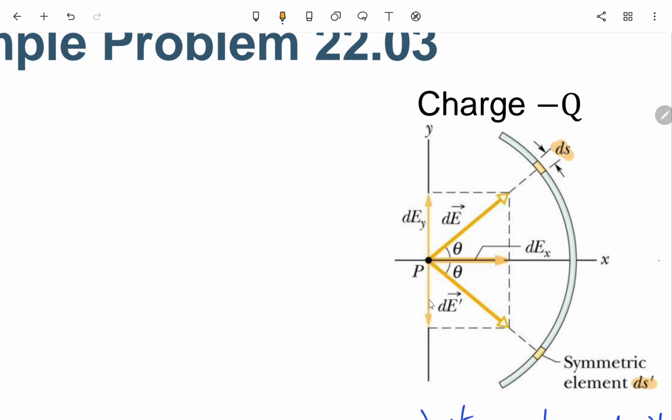this one corresponds to this one, which is the other y-axis component, which means that this one and this one will be the same in magnitude but opposite in direction. So these two cancel each other. So finally, we only need to calculate dex, and we also have this angle theta, counting from the x-axis to this one.